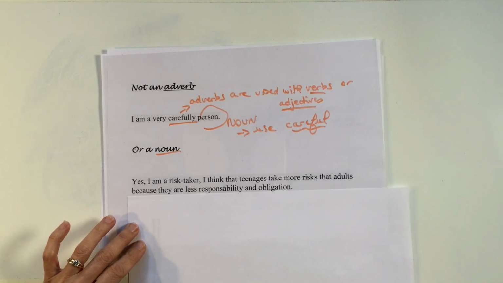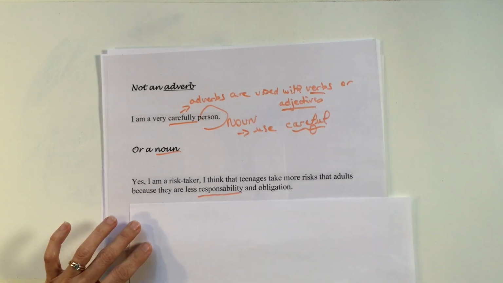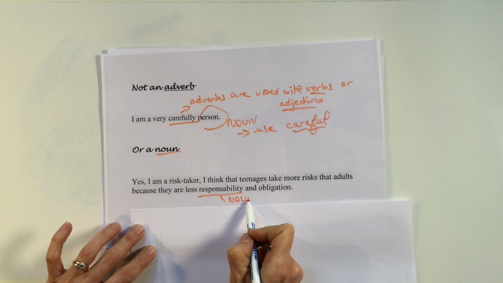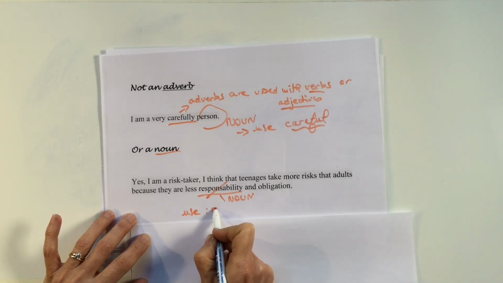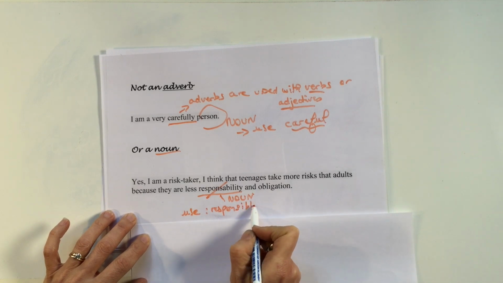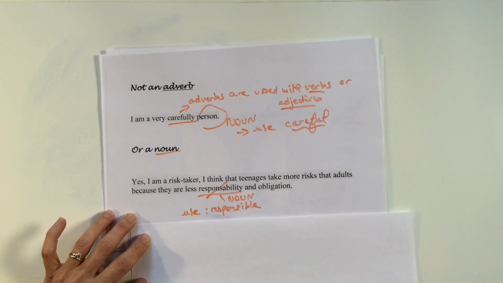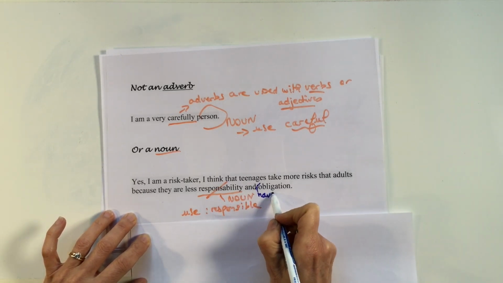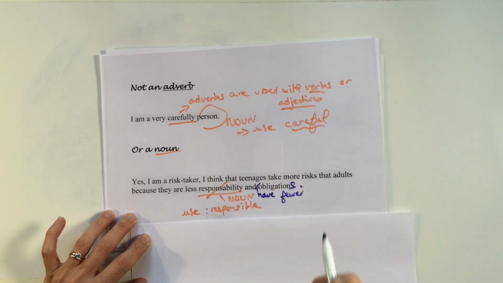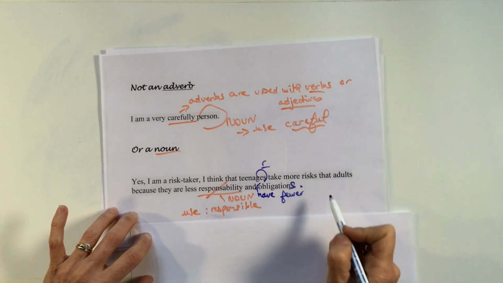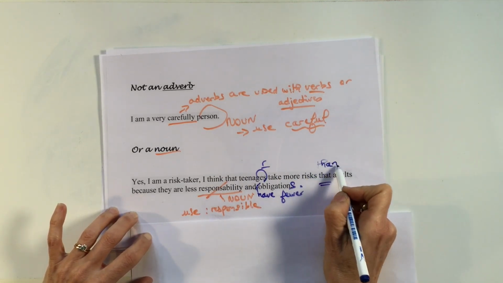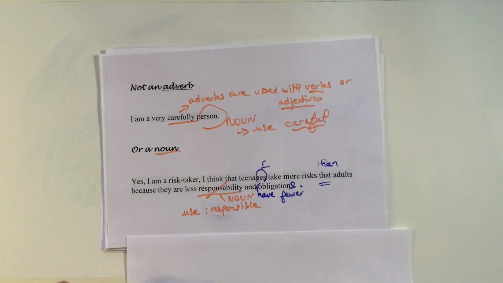Don't use a noun in this sentence. Responsibility, that's a noun, and you need an adjective. They are less responsible. There are other problems with the sentence. Talk about having fewer obligations instead. So spelling mistake, so it's teenagers, and they take more risks than adults.